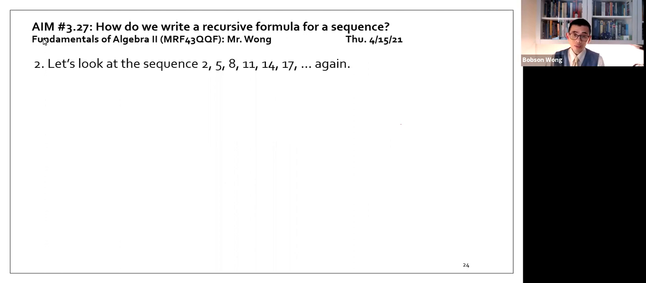So we said last time that we could write a formula for the sequence that is equal to a sub n is equal to the first term, which is 2, plus n minus 1 times the common difference, which we can see here is 3. And when we simplify this, you get 2 plus 3n minus 3, which is equal to 3n minus 1. And so a sub n equals 3n minus 1 is an example of a formula for the sequence. Now, we actually have a special name for this type of formula.